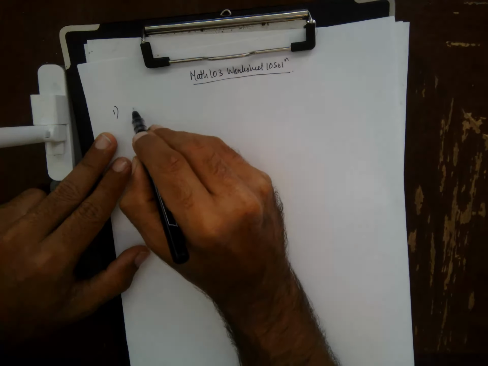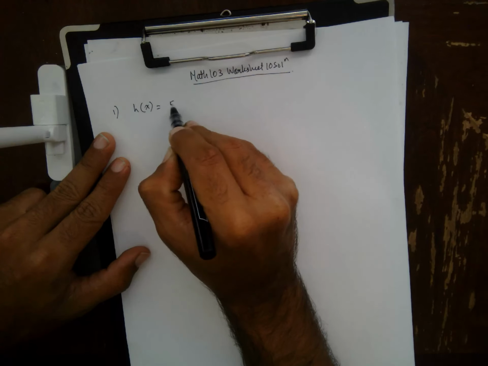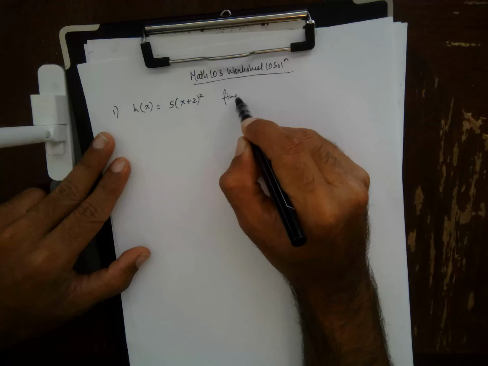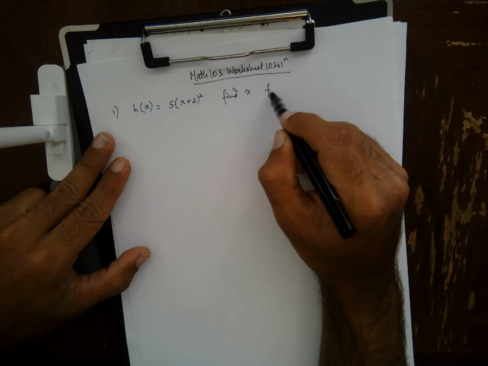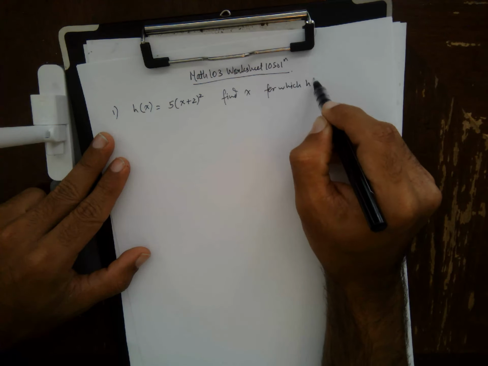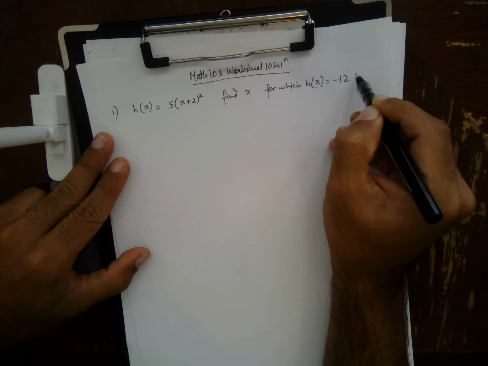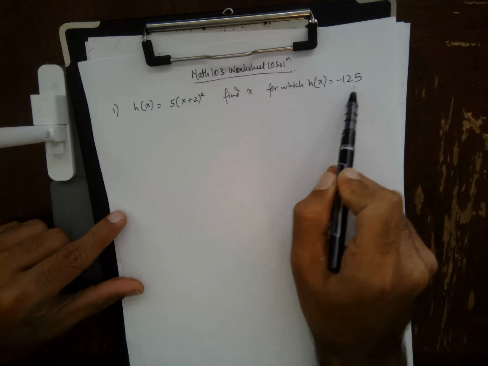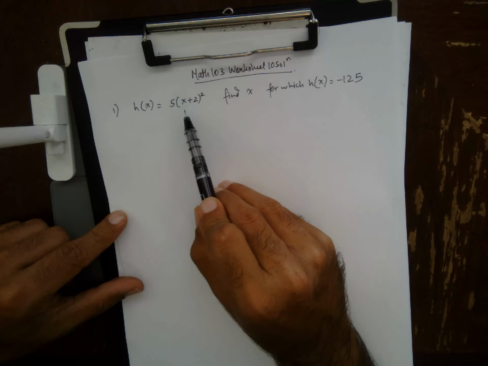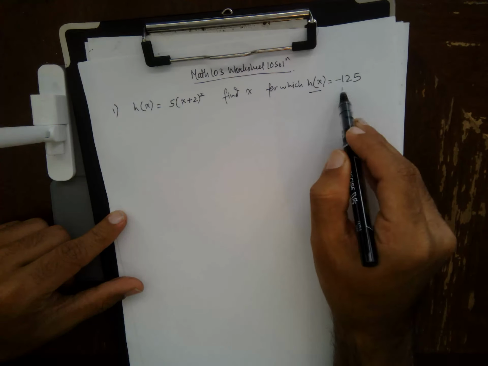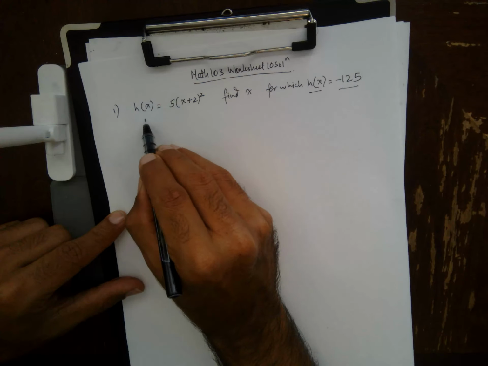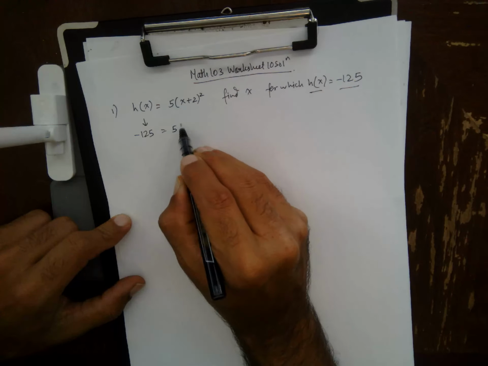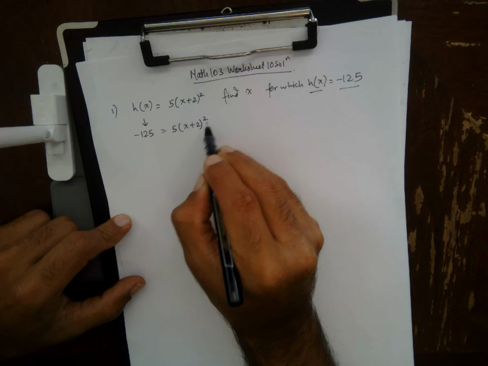So the first problem says h(x) is 5 times (x plus 2) squared. Find x for which h(x) is negative 125. One common mistake here is to plug in negative 125 for x, which is not what the problem is asking. If you notice, it says h of x is negative 125. So you plug negative 125 for h of x, and now you're solving for x.